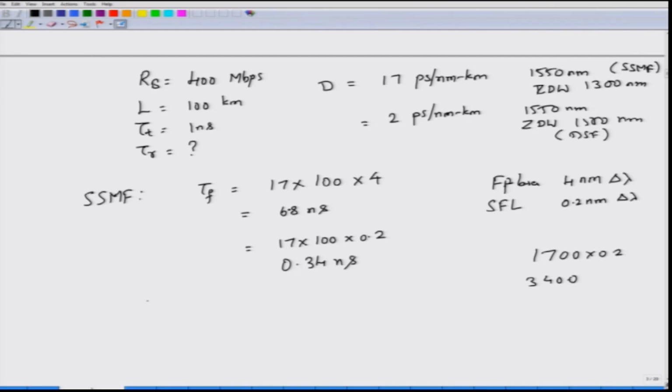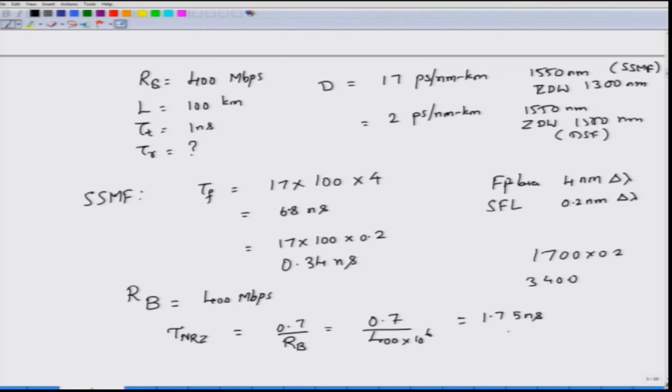So, the maximum allowed system rise time basically comes from the bit rate. We have seen that the bit rate RB is 400 megabits per second. If you calculate the system rise time, assuming that we are looking at NRZ, we have seen that this should be 0.7 divided by RB, which, if you put in the values for 400 Mbps, turns out to be 1.75 nanoseconds. Okay. 1 nanosecond is already coming from the transmitter.